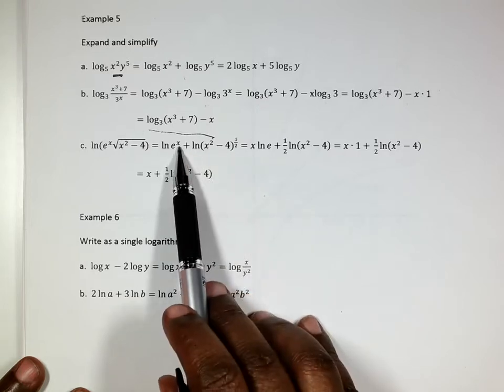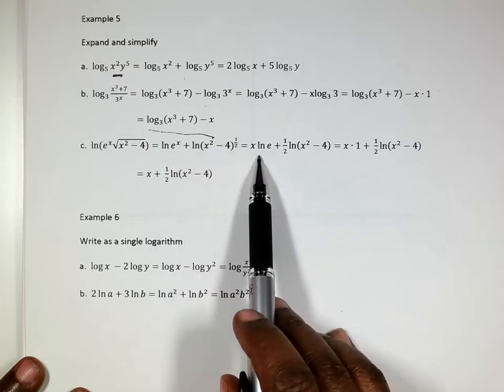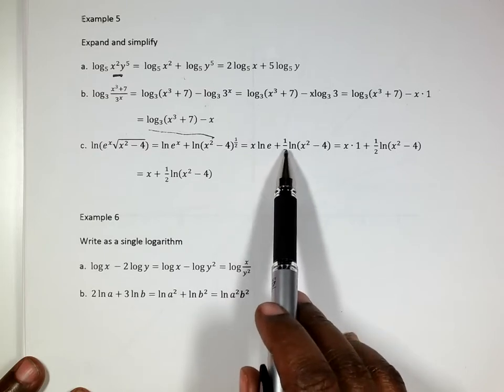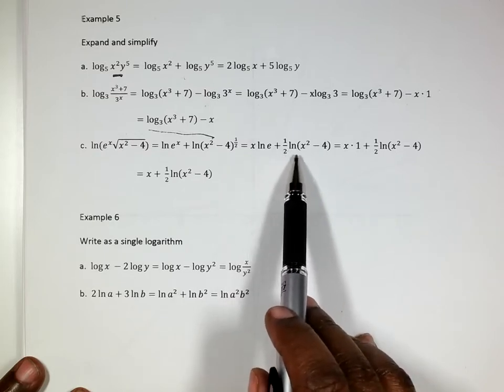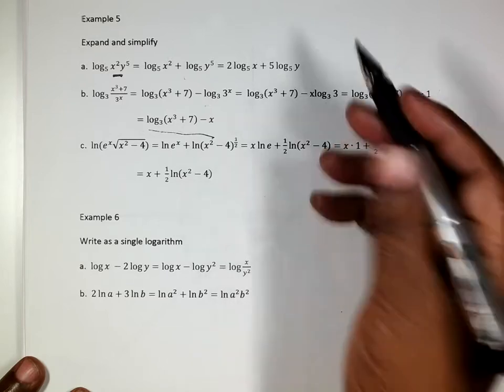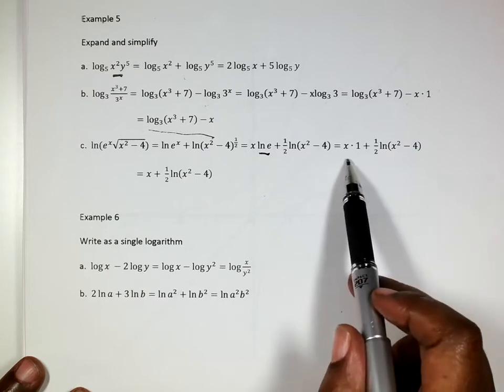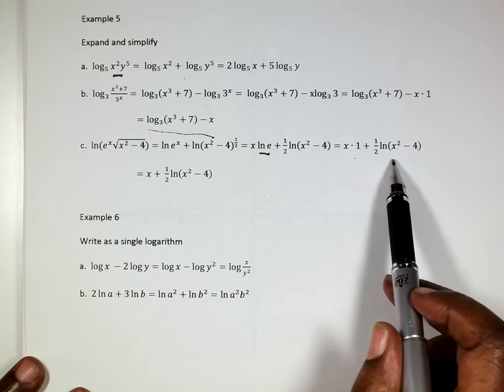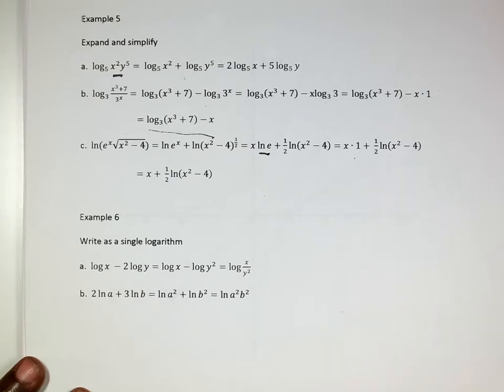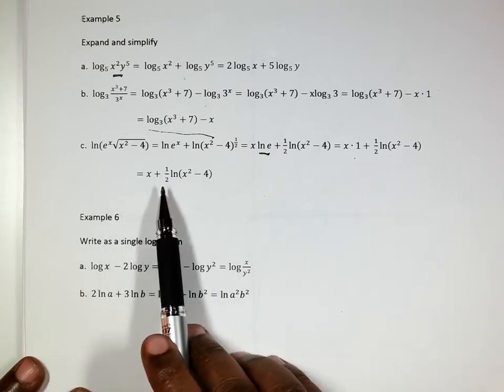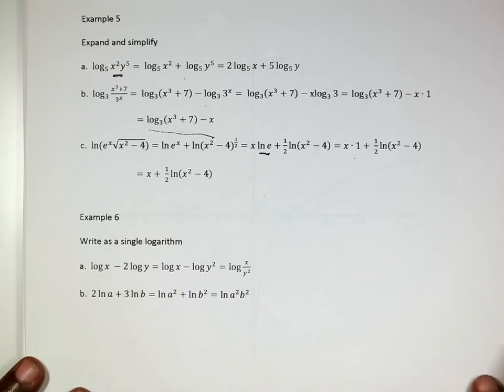Bring this x out front, so I get x ln of e plus, bringing the 1/2 out front, 1/2 ln of x squared minus 4. This ln of e, the same thing, that base is e, and the argument is e, so that's just equal to 1. So I get x times 1 plus 1/2 ln of x squared minus 4, which is just x plus 1/2 ln of x squared minus 4.